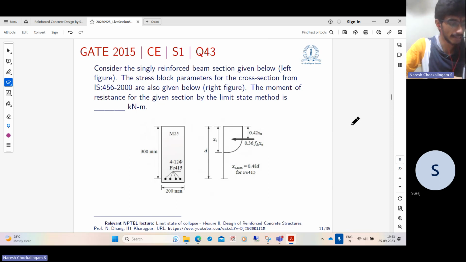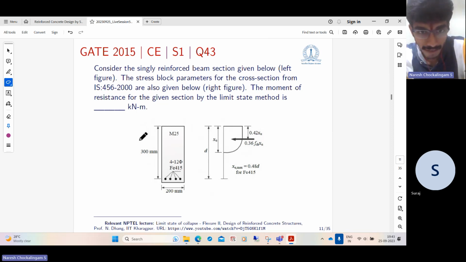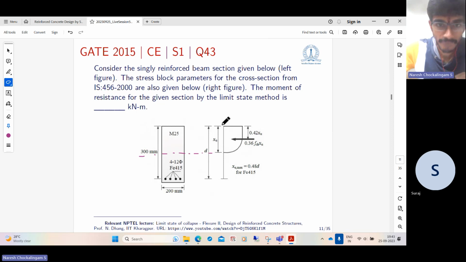As I told earlier, we'll start with determining the location of the neutral axis. So let us suppose that the neutral axis is situated somewhere here. Or no, they have already given the diagram. So neutral axis is at this point, at a distance xu from the top. We first need to find out how much this xu is. The grade of concrete is M25. The grade of steel is Fe415.